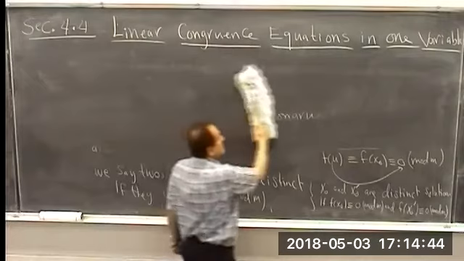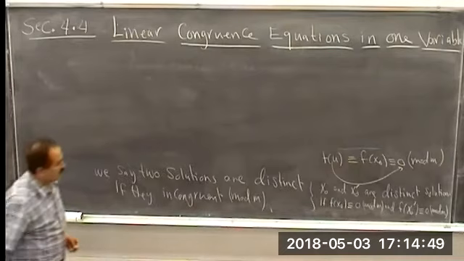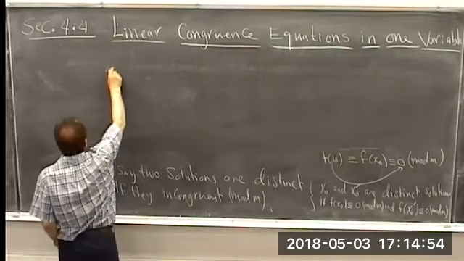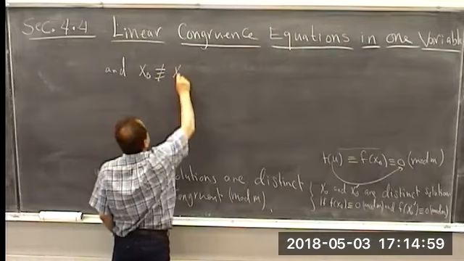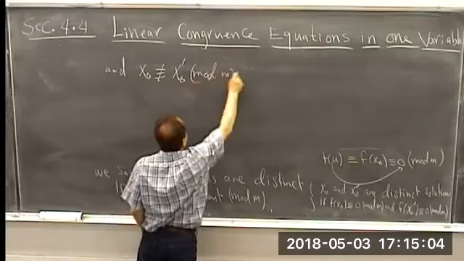One other thing, a continuation of this statement: x sub 0 is not congruent to x sub 0 prime. So this is the way we count the number of incongruent solutions.